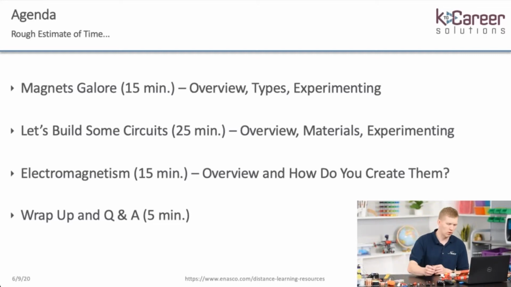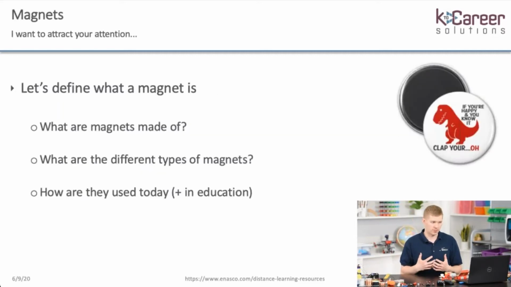So let's go into the very first slide that we have. It's called magnets, and I want to attract your attention, so I like to do a play on words. Let's define what a magnet is. It's something that produces a field that attracts or repels other materials without actually touching them. That's more or less what a magnet is.